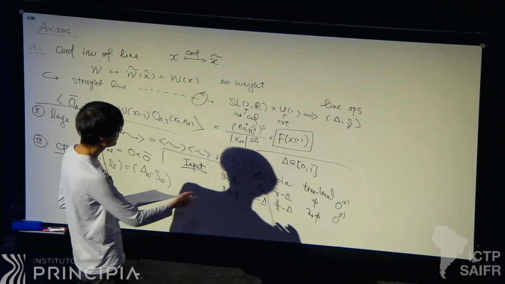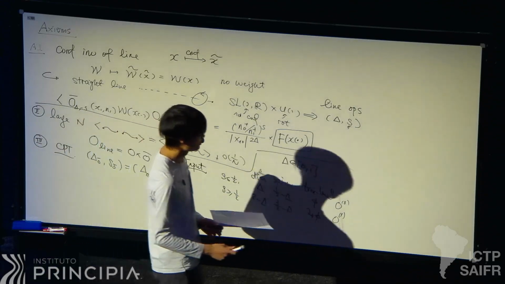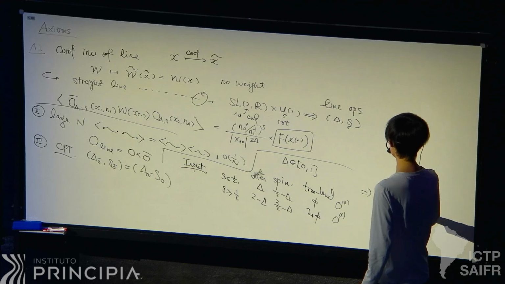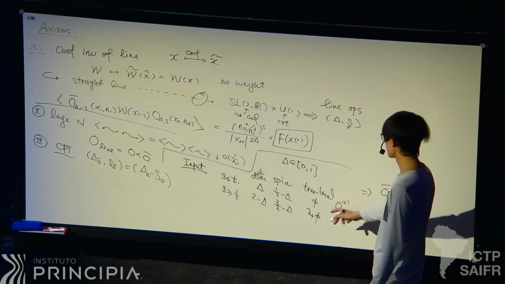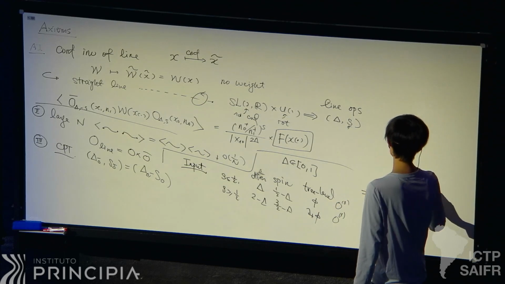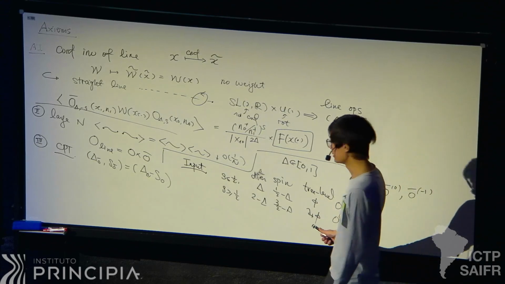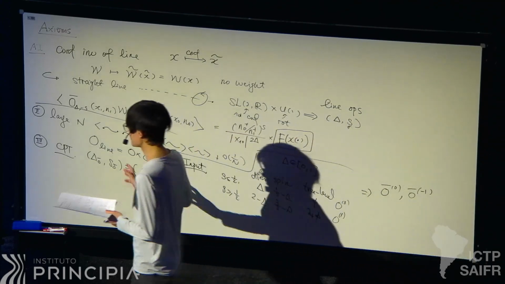And based on CPT symmetry, we can immediately imply the existence of two other operators, which are O bar naught, which can be thought of as phi dagger at tree level, and O bar minus 1, which is the D minus derivative of phi dagger in the light cone coordinates. So that's our basic assumption.